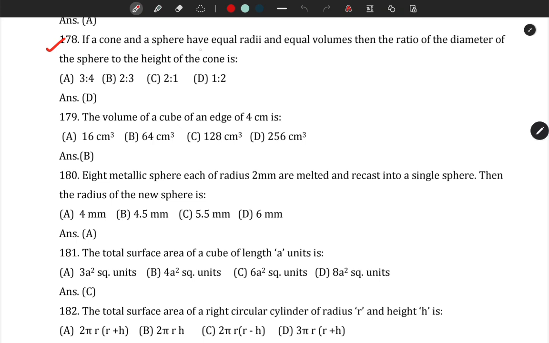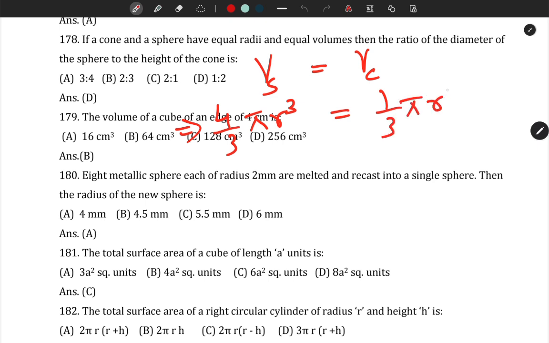If a cone and a sphere have equal radii and equal volumes, then find the ratio of the diameter of the sphere to the height of the cone. So here what is given to us is volume of a sphere equals volume of a cone. So volume of sphere, let's write the formula: 4 by 3 pi r cube. And volume of cone is 1 by 3 pi r square h. Radius of the sphere and the cone is the same, remember, so we can put the same r on both sides.